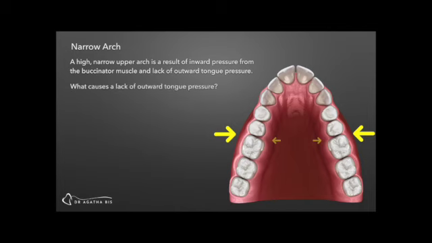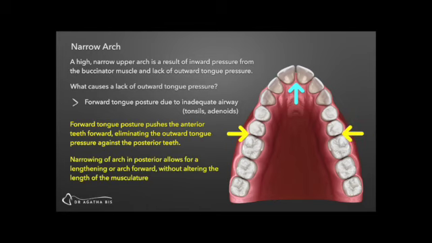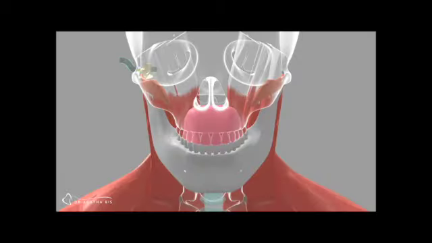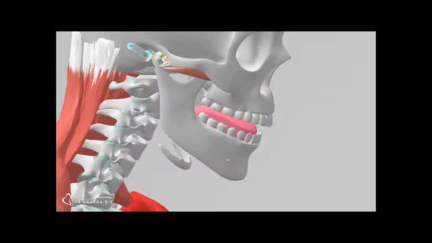Forward tongue pressure posture is caused by inadequate airway. So with the swollen tonsils and the adenoids, the tongue is dropping, moving forward, trying to make room for the air to come in through the mouth. Forward tongue posture pushes the anterior teeth forward, eliminating the outward tongue pressure against the posterior teeth. So the tongue drops, moves forward, air comes in, and now you've got a narrow arch and a very V-shaped, pointy jaw. Tongue drops, you get narrowing of the upper arch, and it will either cover the posterior teeth or push forward.